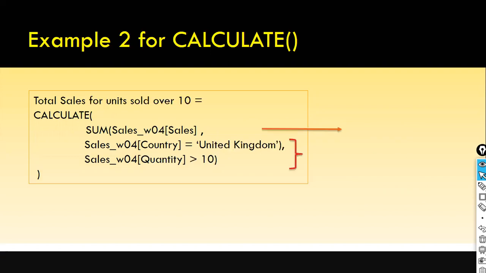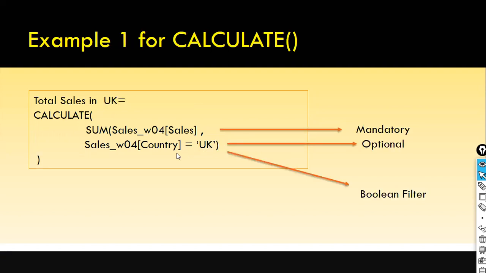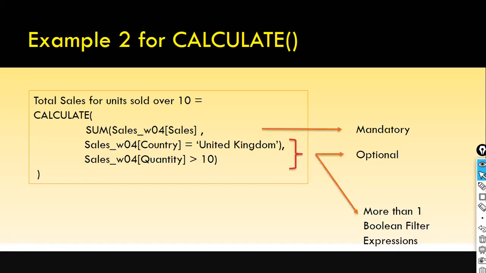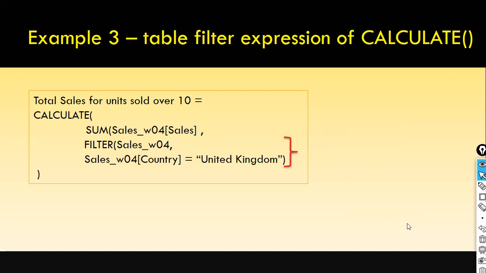So in this case, we have introduced a filter context. Instead of saying context, you just think filter. Country equal to UK, what is the total sales? So in this case, it's a Boolean filter. And the next one is, you can use more than one Boolean filter also. That is the big deal here, right? But the first argument is mandatory. You can use sales where country equal to United Kingdom, comma, quantity more than 10. So more than one Boolean expression, we can specify here.